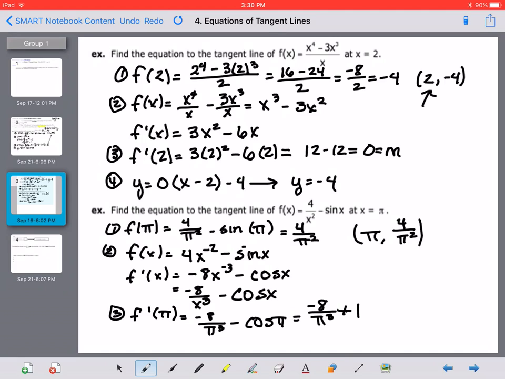Okay. If you need to pause it and erase, hold on while I erase to make some more room.